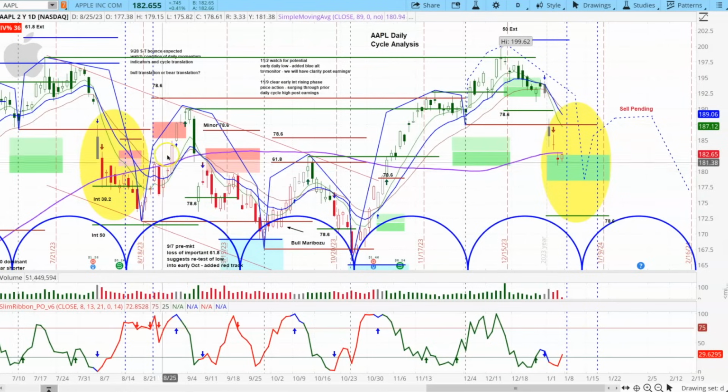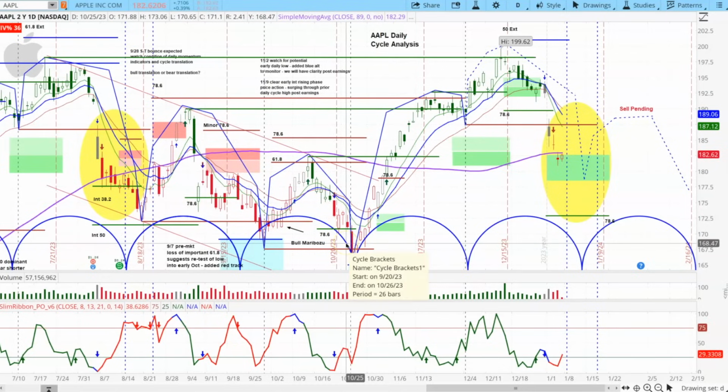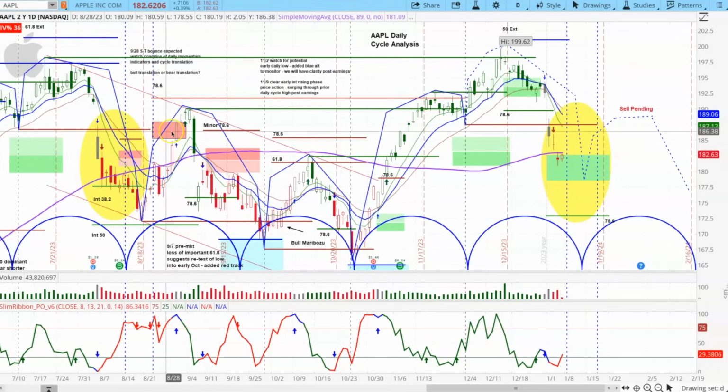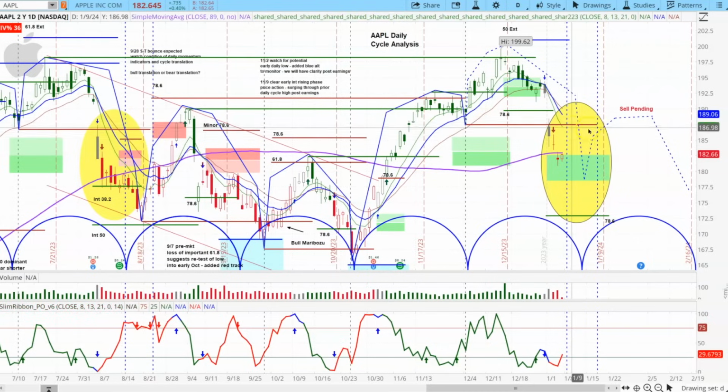Then the next rally is likely to fail in resistance below this high and then move down again. And that made a lower low, and this one made a lower low. You can see that. This one was so weak that it actually ran long, and this rally in here failed right in the resistance and made another lower low. So you see the gap down and the breakdown right over there, and the slim ribbon turning negative. Look what happened right over here. The gap down, the breakdown. This is exactly what happened right over there.